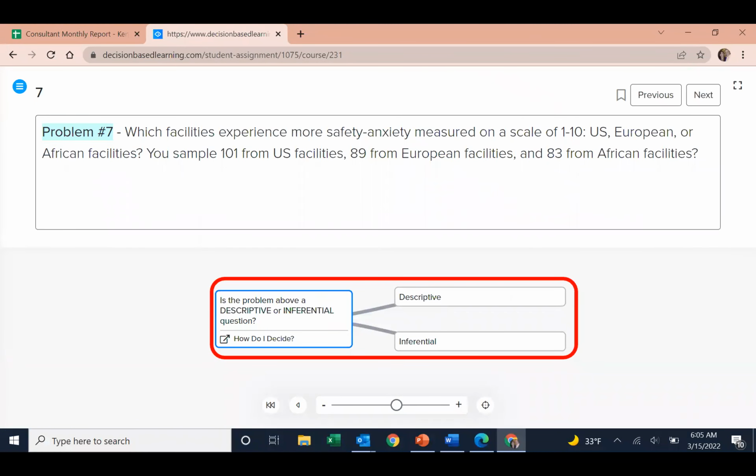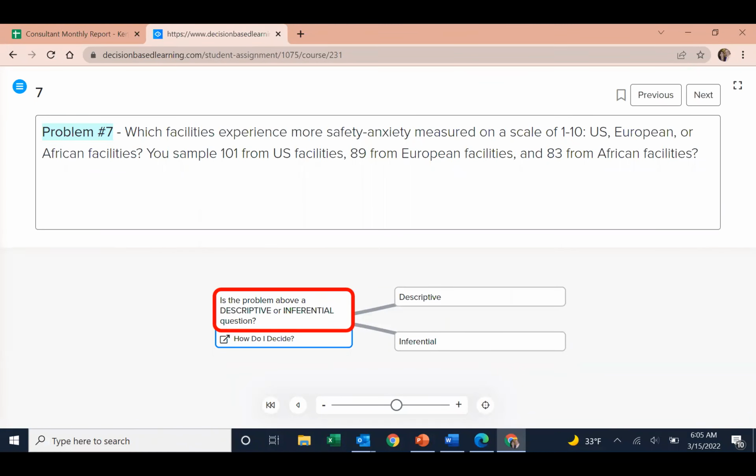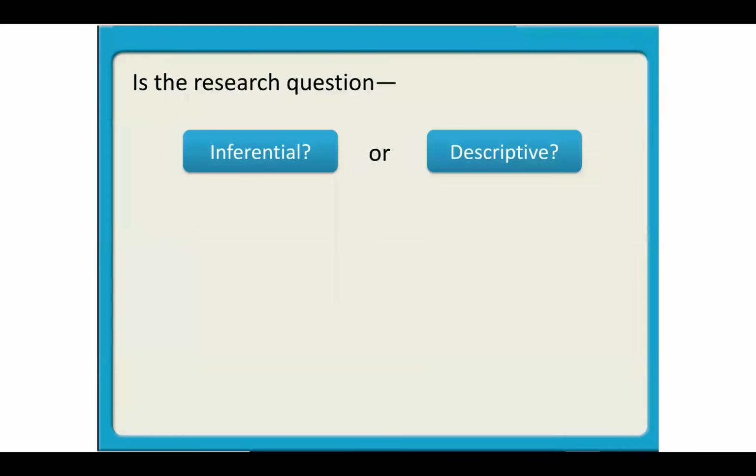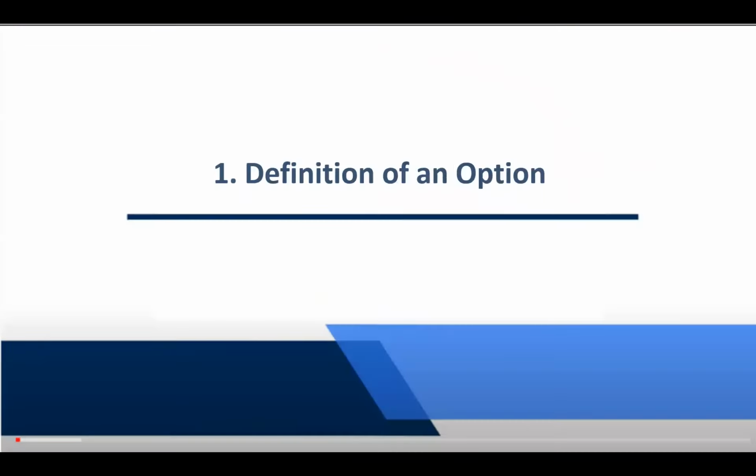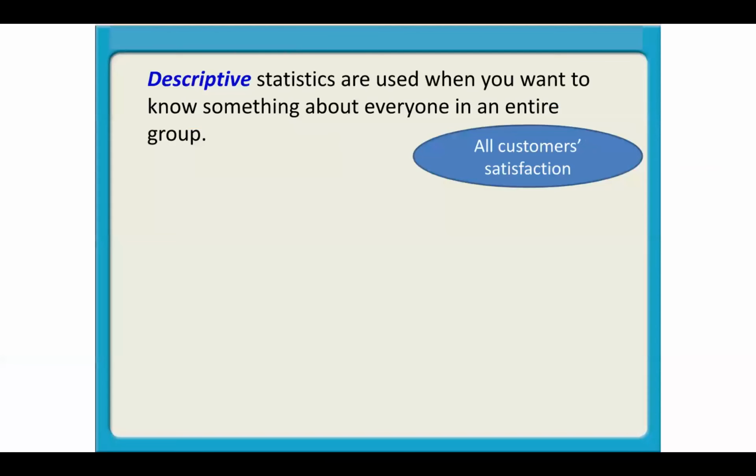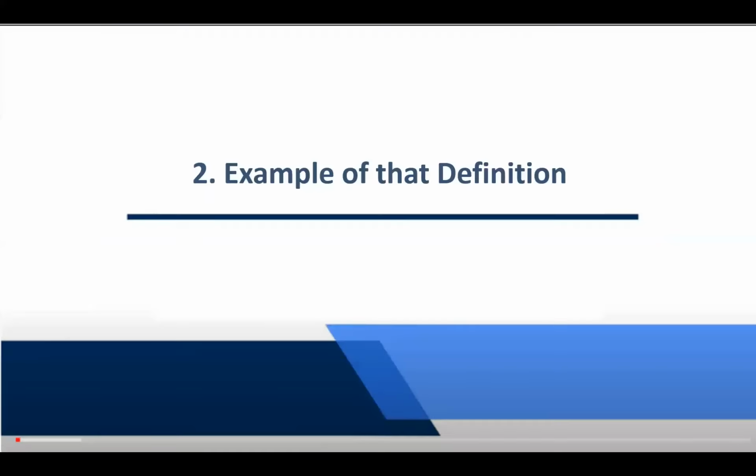Let's return to this first decision point and read the question. Is the problem above descriptive or inferential? Let's click on How do I decide? Up comes a slide showing the options. First, provide a definition for each option. Here is a simple definition of the first option, descriptive.